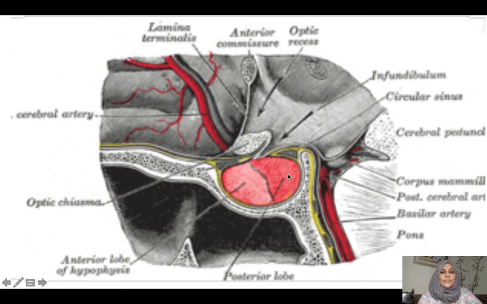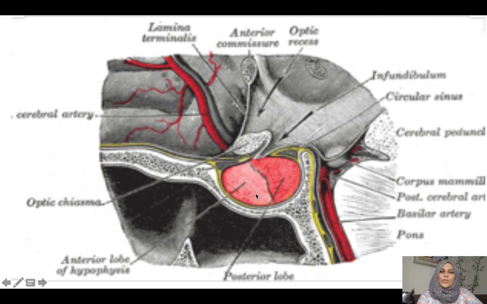It consists of two lobes: the anterior lobe and the posterior lobe. The anterior lobe is also called the adenohypophysis, and the posterior lobe is called the neurohypophysis. By the way, the pituitary gland is called hypophysis cerebri. The adenohypophysis and the neurohypophysis also differ embryologically; each one has its own embryological derivative.